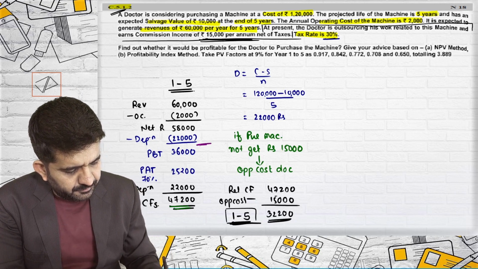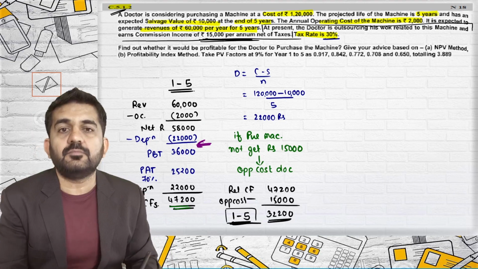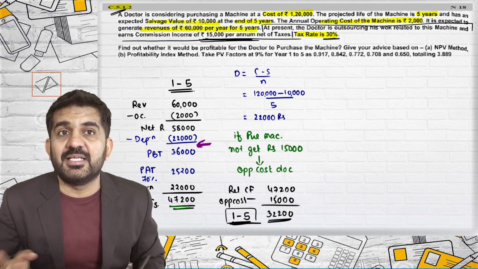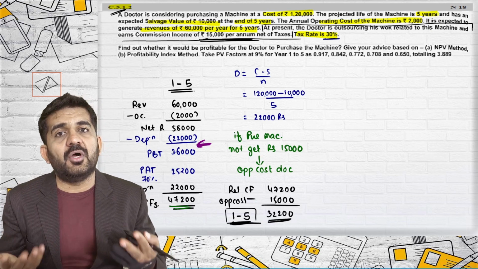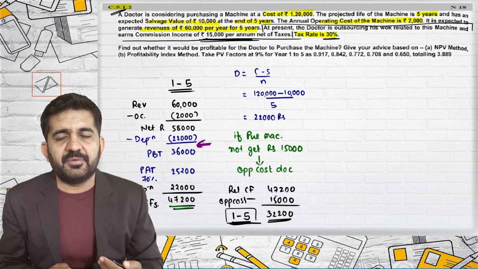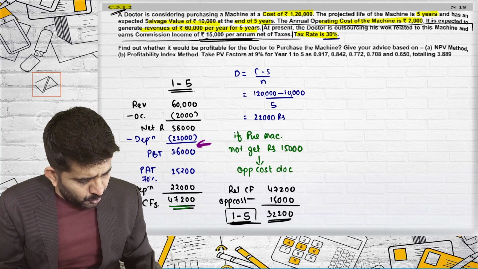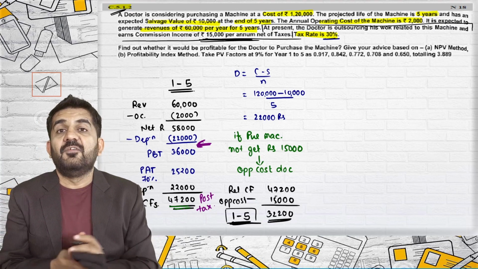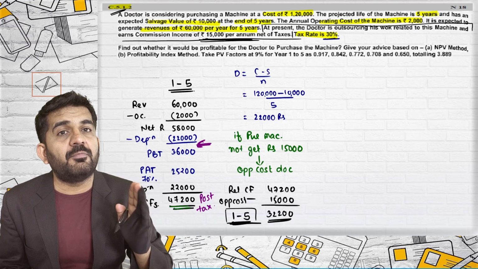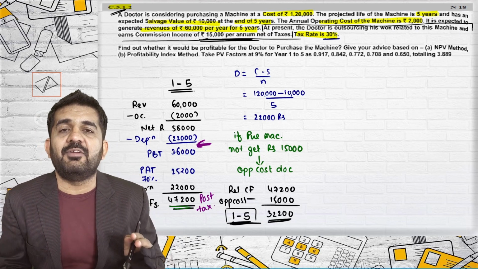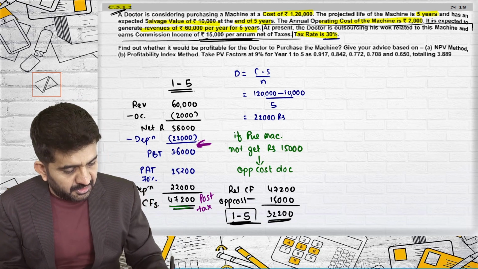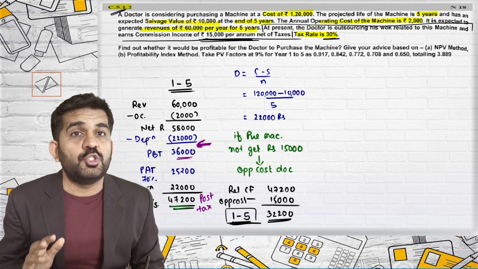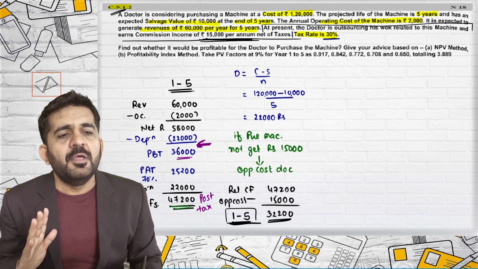Exactly over here. Because the opportunity cost given is post-tax. Net of taxes, I am receiving 15,000 rupees as a doctor. So I will have to deduct it from something which is post-tax. If the figure is post-tax, I will have to deduct it from a post-tax figure. If the figure is pre-tax, I will have to deduct it from a pre-tax figure. This figure, say 58,000 minus 22,000, is 36,000. 36,000 is pre-tax. You cannot deduct a post-tax figure from a pre-tax figure.